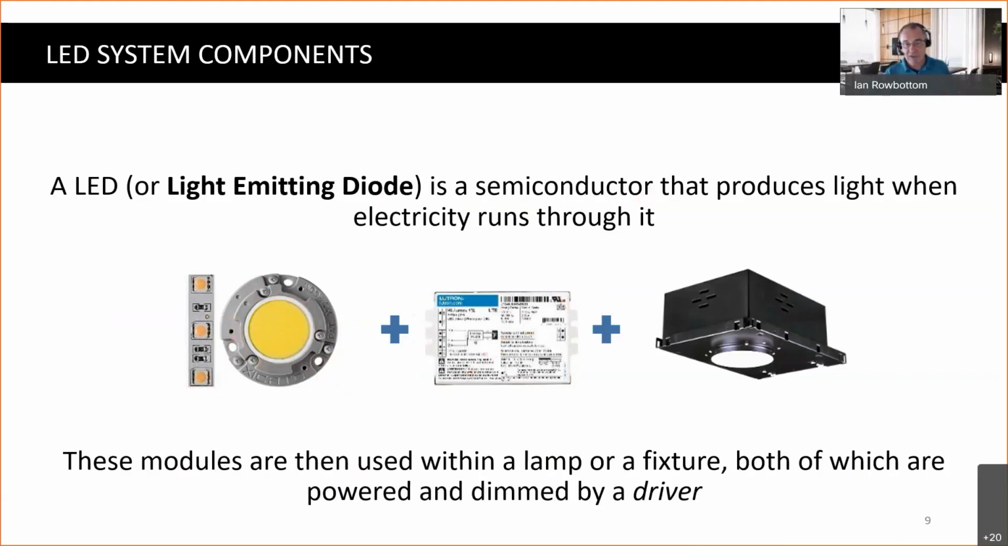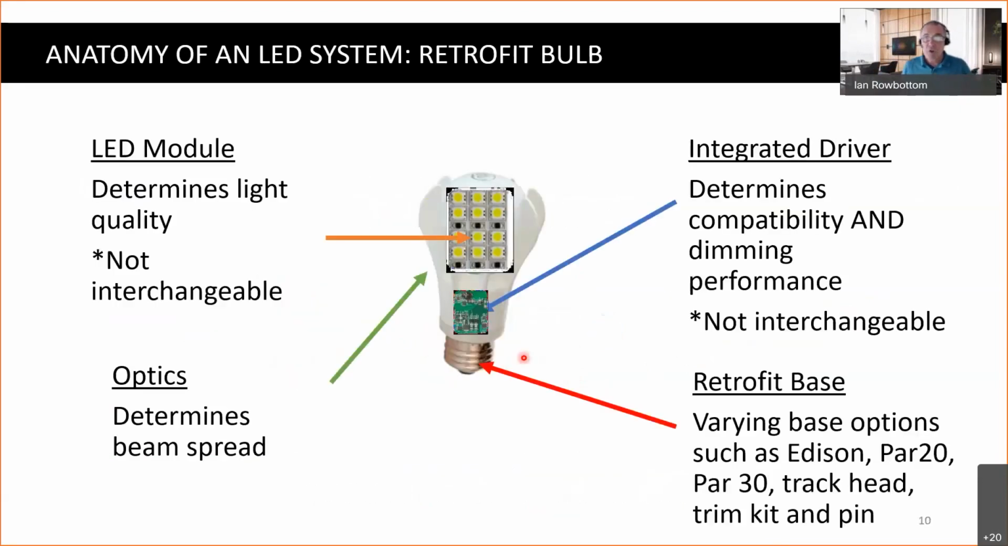And then these two devices go in some sort of fixture. And the dimmer then controls the LED driver. So here's the anatomy of an LED retrofit bulb. The LED array determines the quality of the light. So it's not interchangeable. You can't say, oh, I want the super duper version of the screw-in light bulb. It's just whatever version they made.